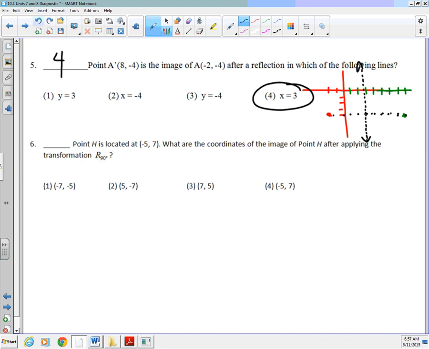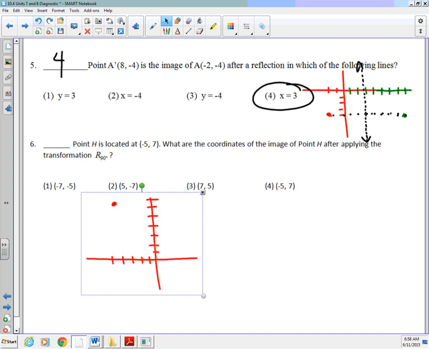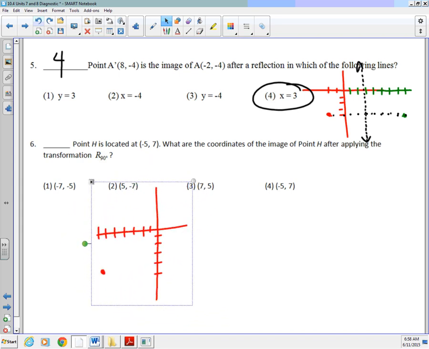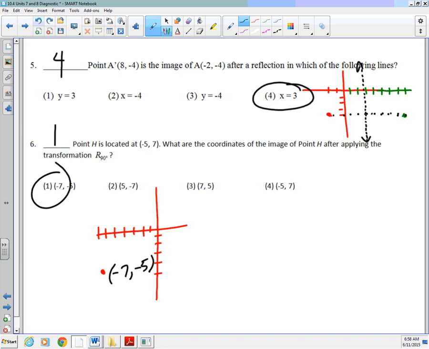So number 4 says point H is located at negative 5, 7. What are the coordinates of that image after applying a rotation of 90 degrees? So again, you can physically do this. Let's say you just forgot all the rules. It's not a problem. You can physically do this on your paper. You can plot negative 5, 7. You are all capable of doing this. Here's negative 5, 7. Okay, I'm going to take my paper. I'm going to rotate it 90 degrees, meaning one click counterclockwise. Click, just like that. And then I'm looking at my point. Well, my point is negative 7, negative 5. And it really is that easy. So if you forget the rules, you can do it that way.